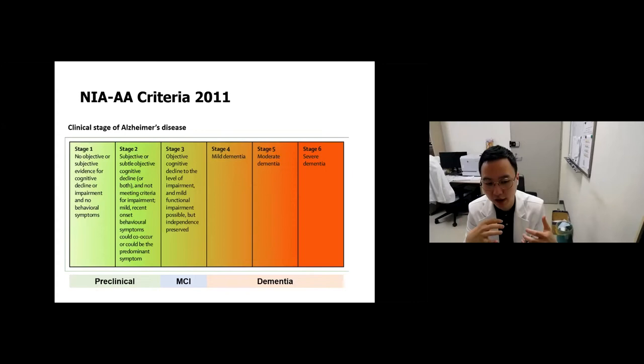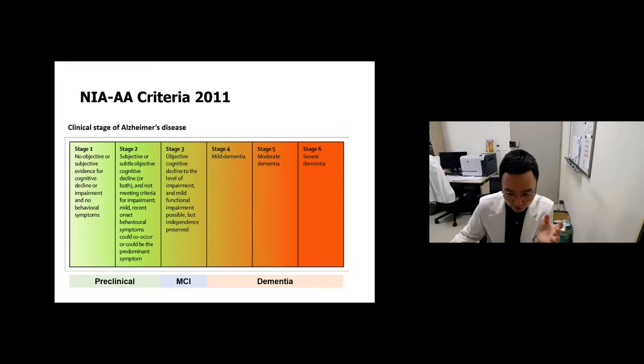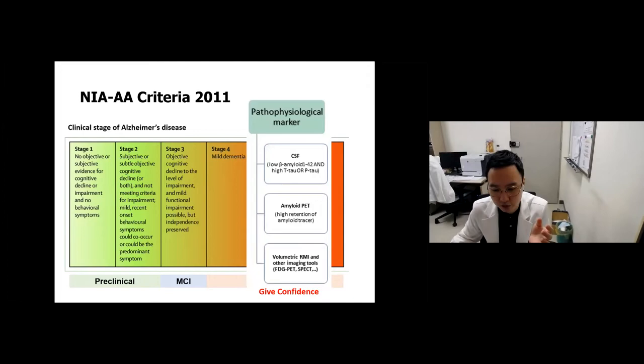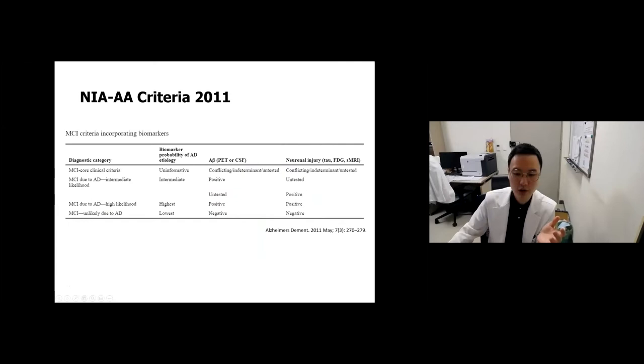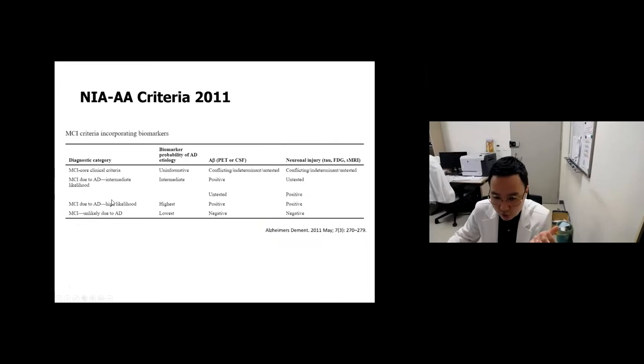And the MCI state, the mild cognitive impairment state, is for individuals with a subtle decline in cognition, which preserves function in daily activities. And the final stage is dementia. And these classifications were coupled with various combinations of biomarkers. The presence of these biomarkers, like the presence of amyloid and neurodegeneration, could give confidence that the underlying clinical syndrome was likely due to AD pathology.